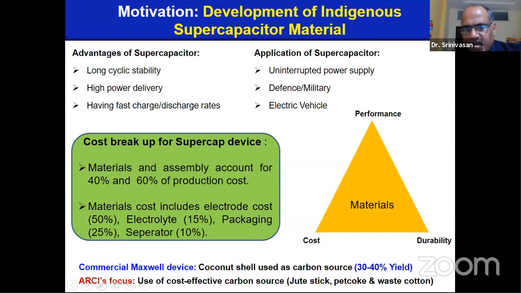Commercially, Maxwell is selling supercapacitors. They are using coconut shell derived carbon in their supercapacitor. You can ask: there is plenty of coconut shell available in India, so why don't we use carbon from coconut shell? The company Kuraray, which makes carbon from coconut shell, observed that the coconut shell from India is not suitable for supercapacitor grade carbon because our coconut shell has a lot of minerals.